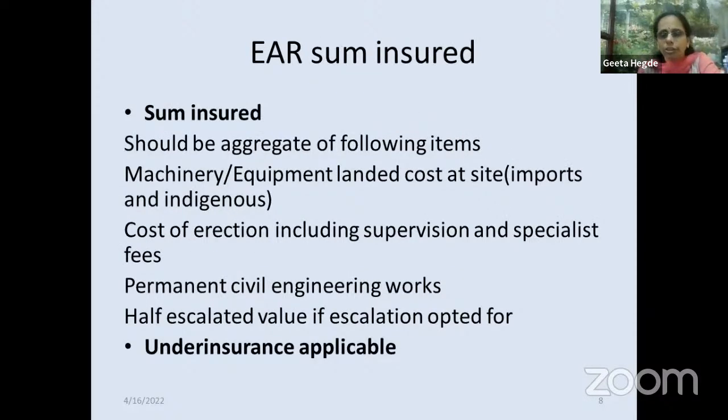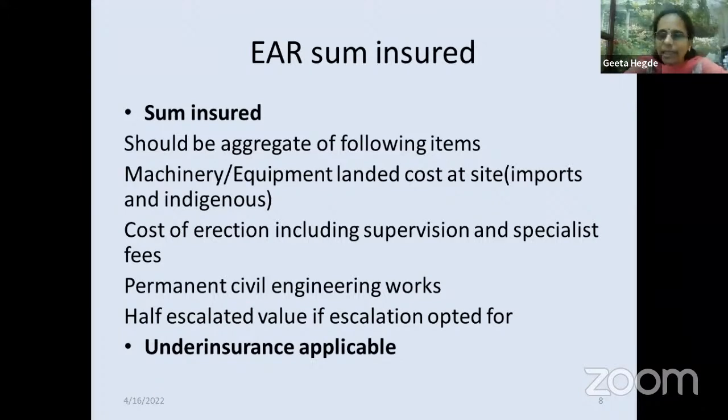How is the sum insured to be arrived at? Sum insured should be the aggregate of the following items: cost of the machinery or equipment at the landed cost, cost of erection including supervision or specialist fees, permanent civil engineering works. There could be erection being done on already existing civil engineering work, so that cost also has to be included. Half escalated value if escalation is opted for.